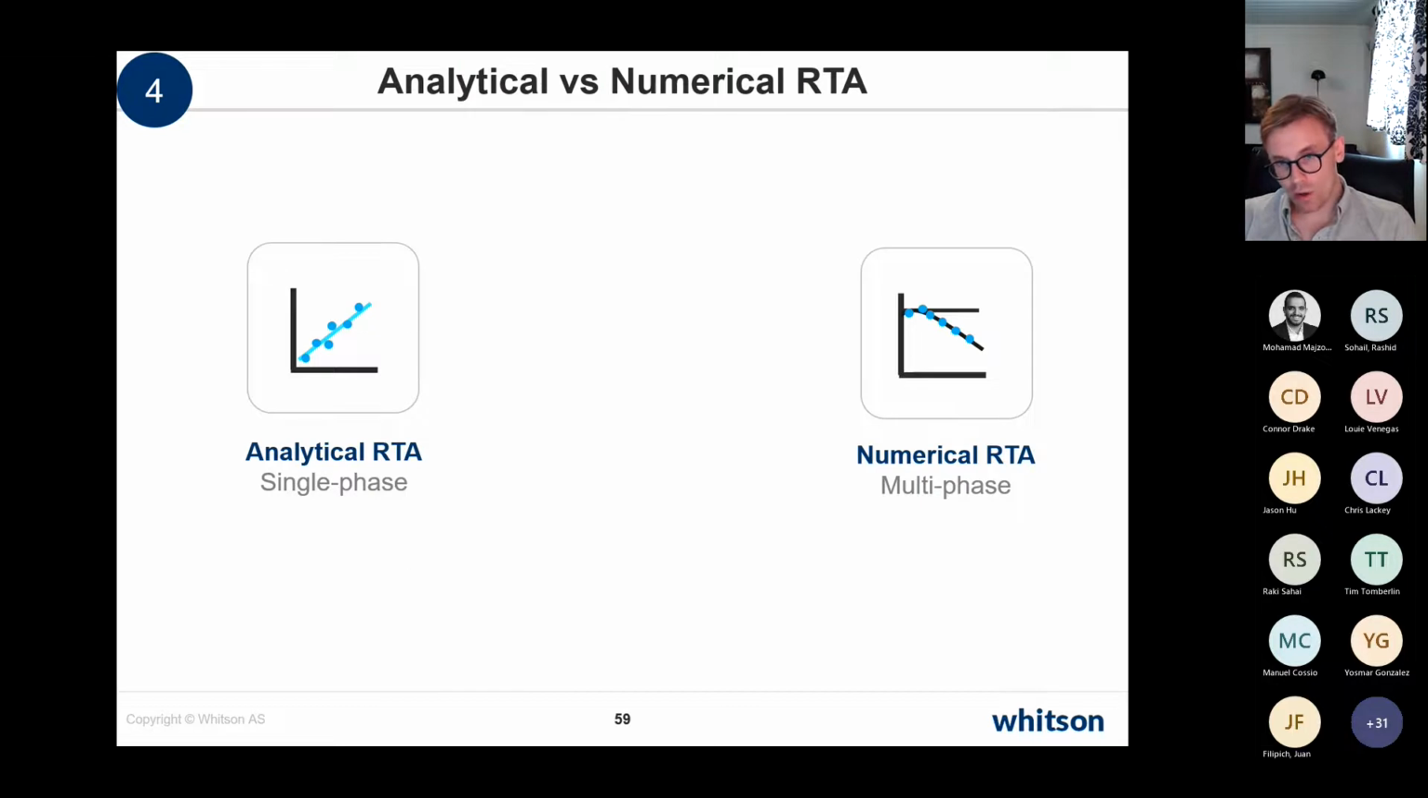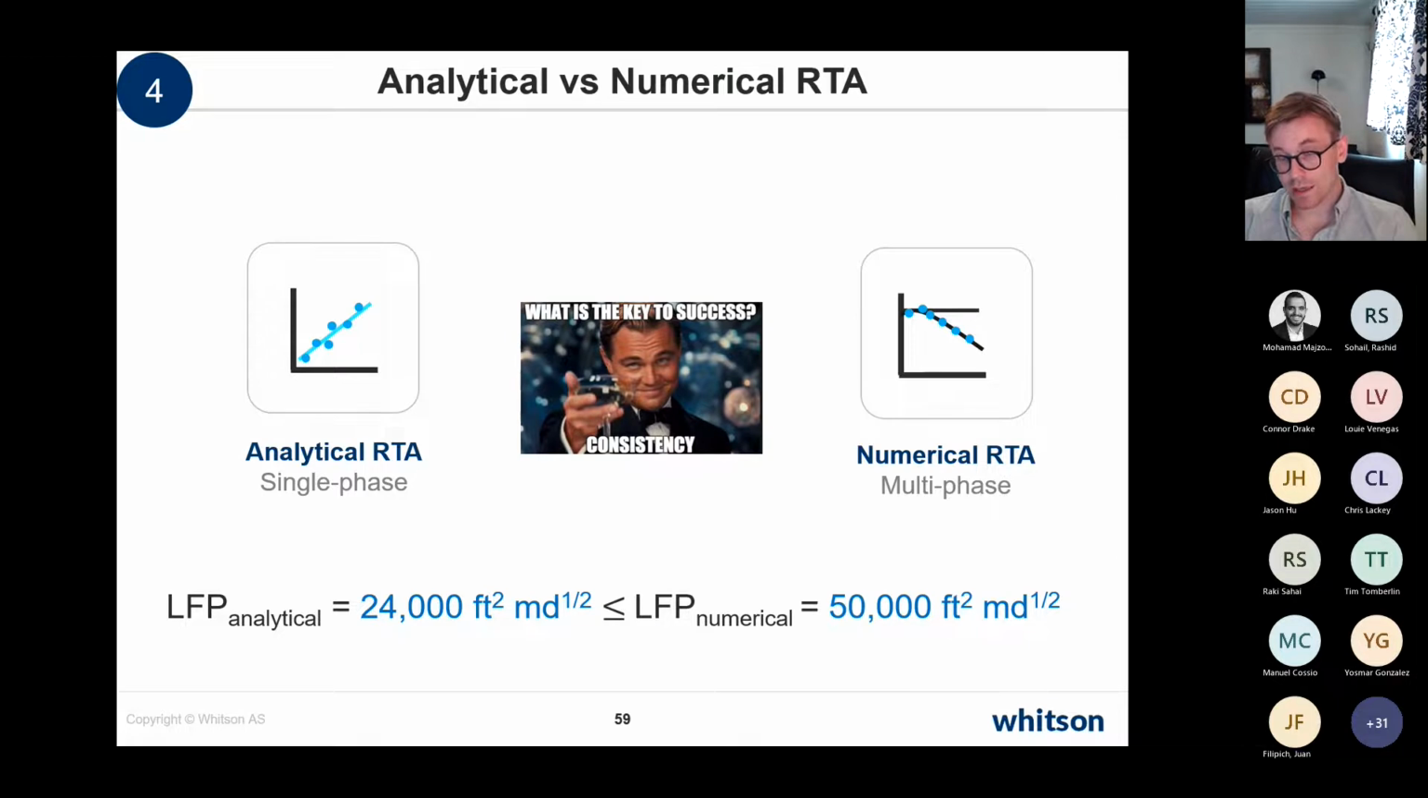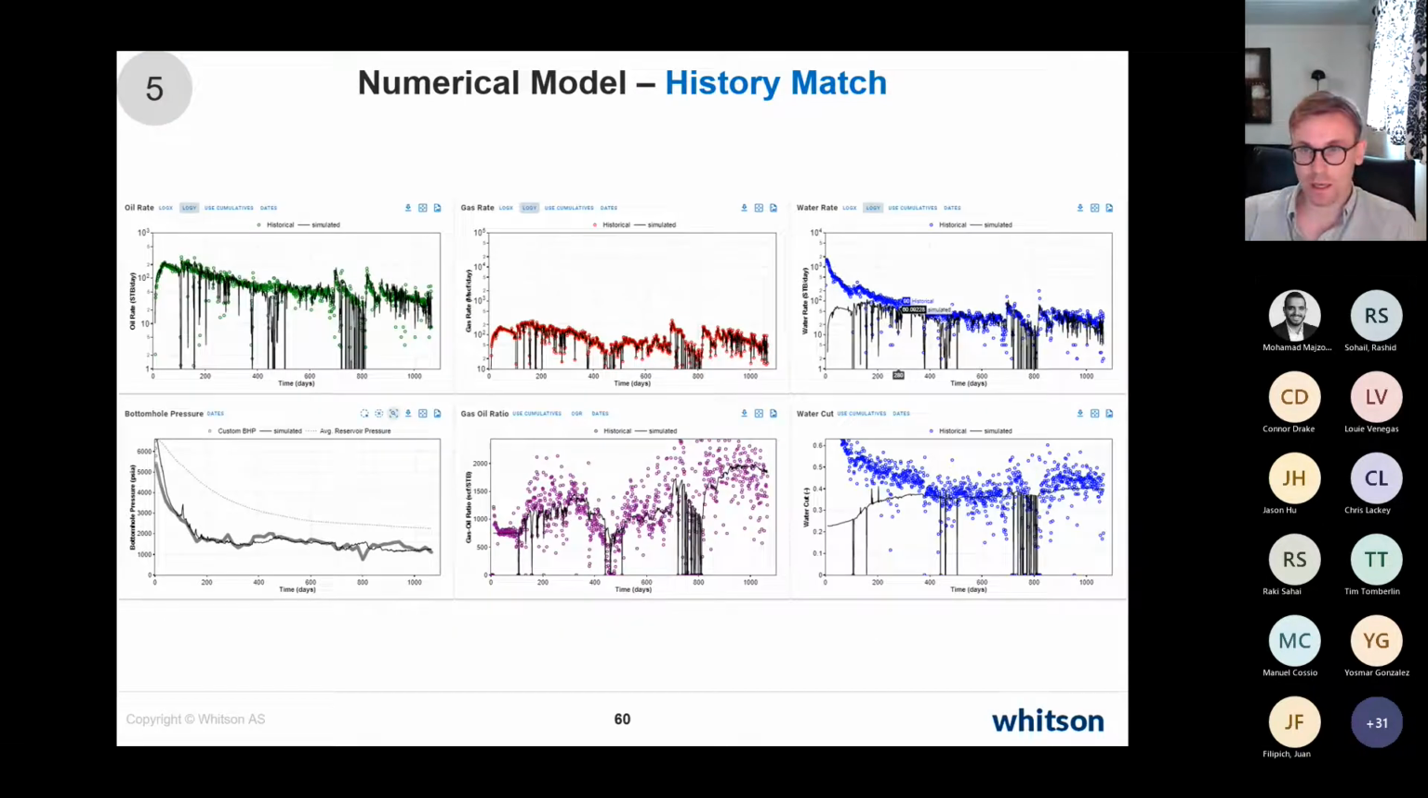Yeah, when it comes to our RTA results here, we got an LFP that was around 24,000 in the analytical RTA view. Then in our numerical RTA view, we had around 50,000. So this is consistent with what we talked about before. And at least one thing that I think we've learned is when it comes to RTA, consistency is extremely important, especially in cases where you are uncertain on some of the input data.